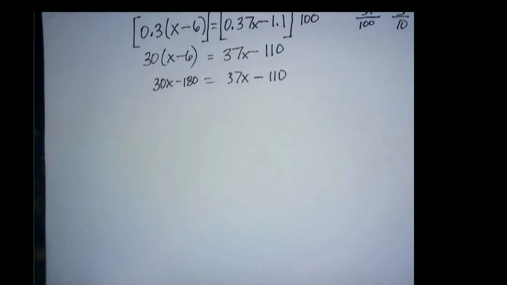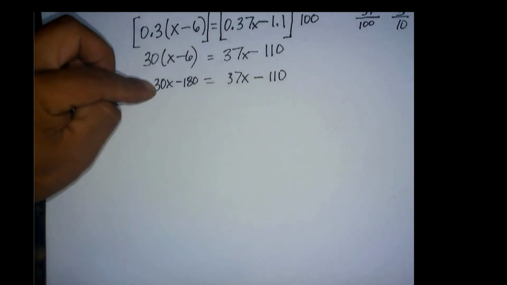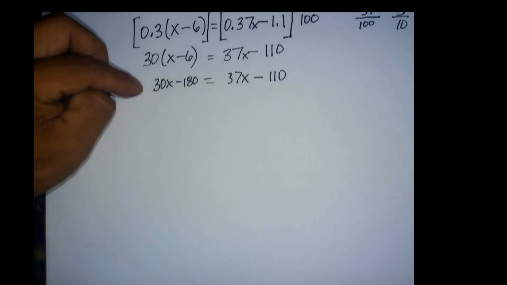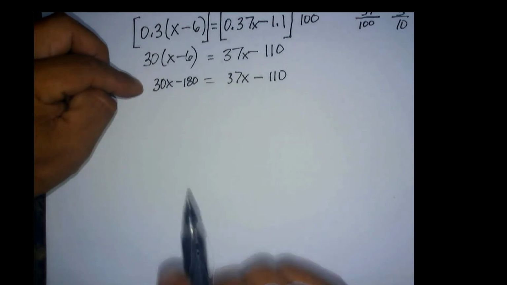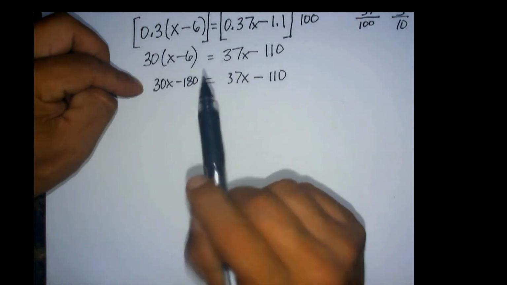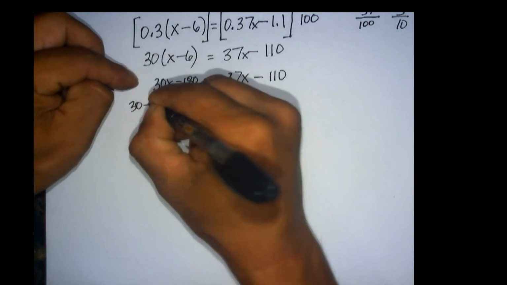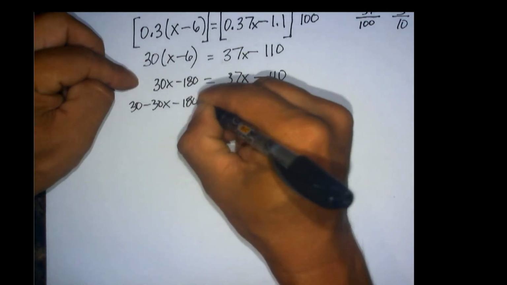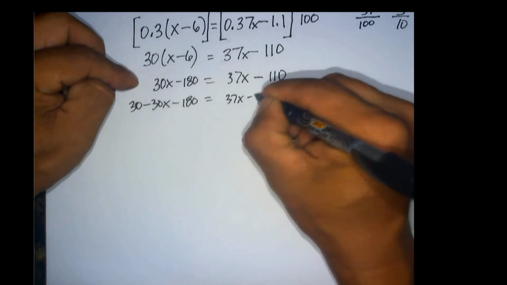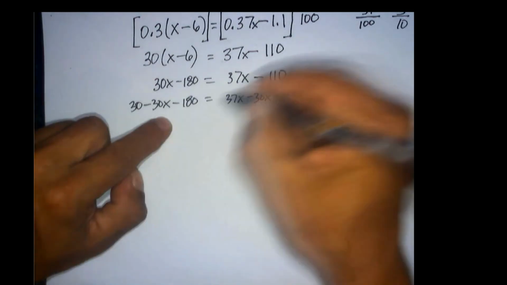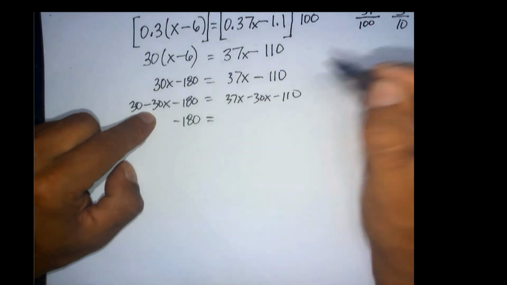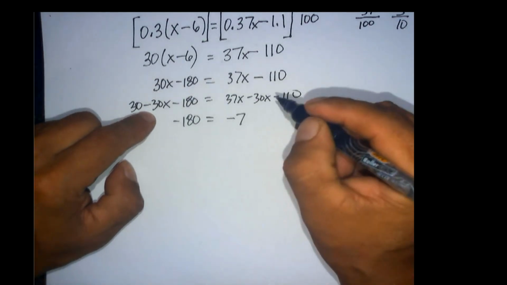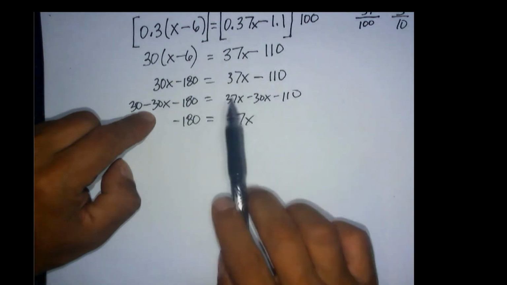Now we'll take the smallest x from both sides, which is 30x. I take it away from both sides, so I have 30x minus 30x minus 180 is equal to 37x minus 30x minus 110. So this is going to be negative 180 is equal to positive 7x. 37 minus 30 is positive 7.